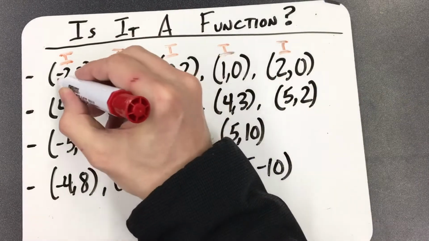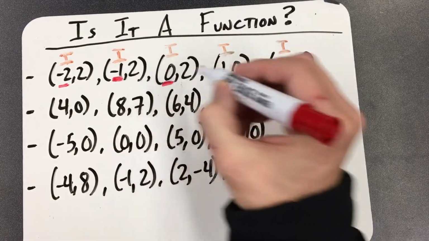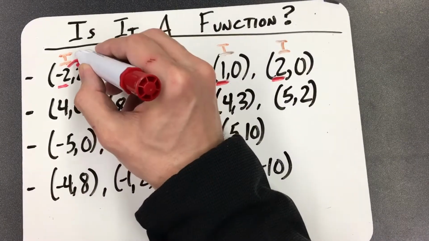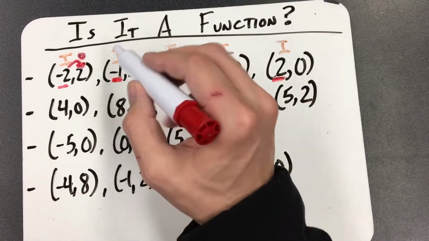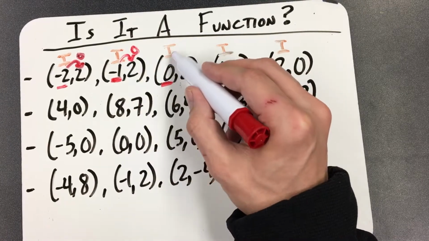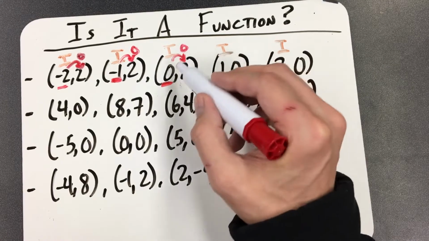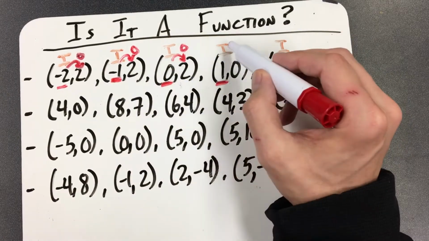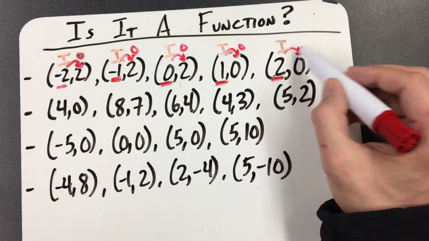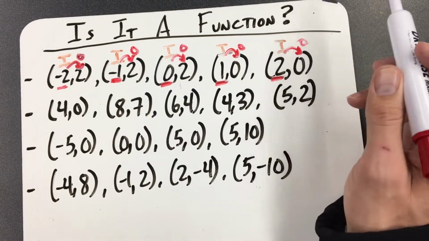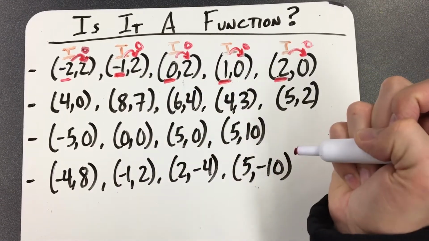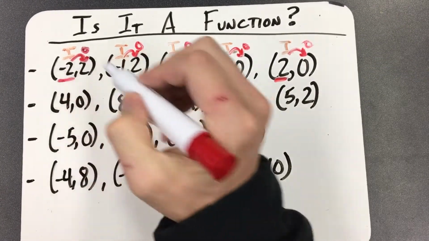So does each one of these only pair up with one number? Let's check. -2, this is the output right there. -2 pairs up with 2. -1 pairs up with 2. 0 pairs up with 2. We're getting a lot of these outputs, and all these outputs are the same. 1 is pairing up with 0. And here, the number 2 is pairing up with 0. Don't get hung up on the fact that the outputs were the same. The key question is, does each input only have one output?